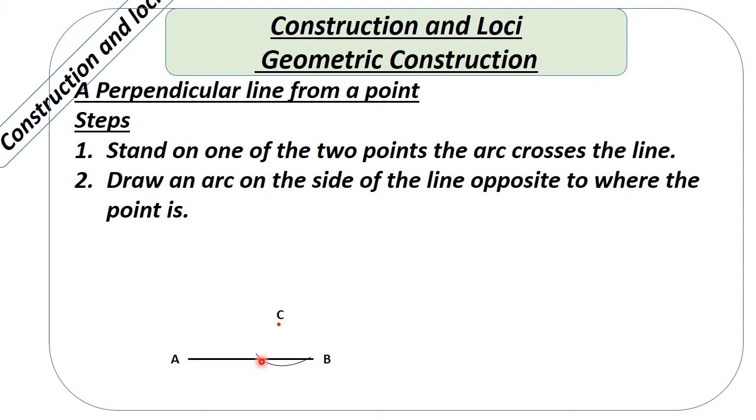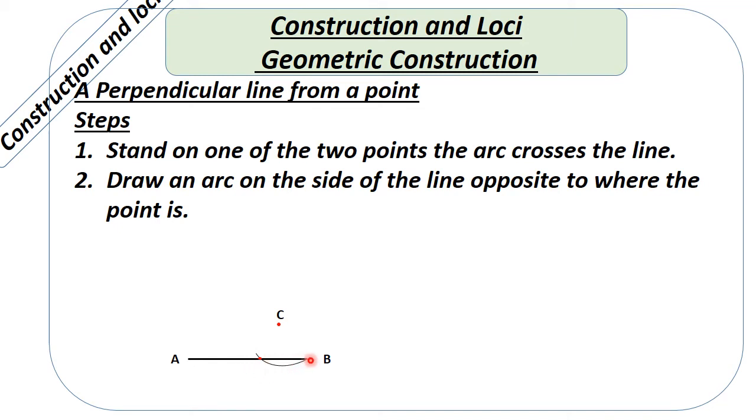So when you stand here with your compass, the arm that has a pencil, you take it this side and you draw an arc here. It can be any length as long as it is on the other side. All right, actually it shouldn't be any length. Use the same length here so that there is no confusion. So just don't disturb it. Stand here and draw an arc here.